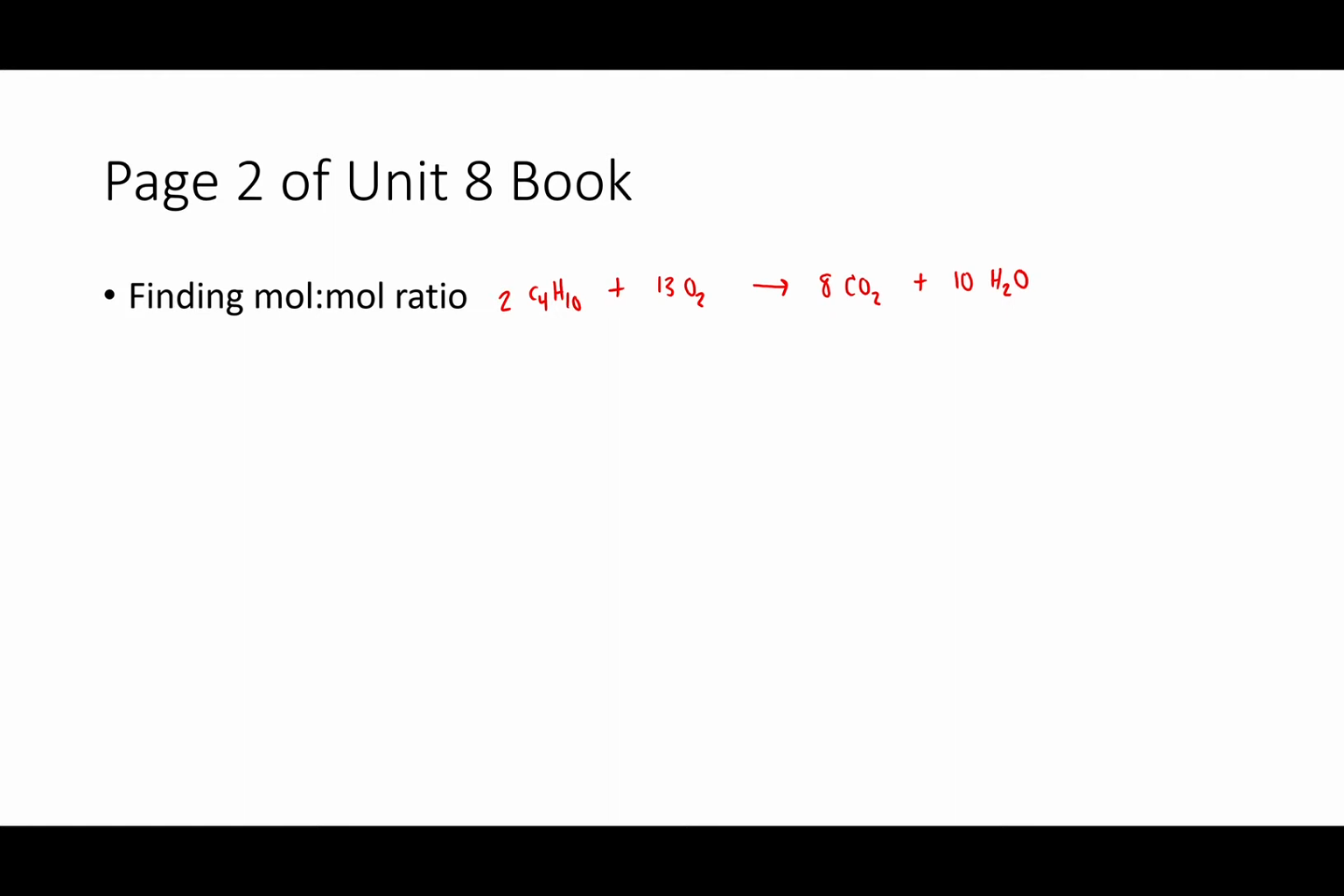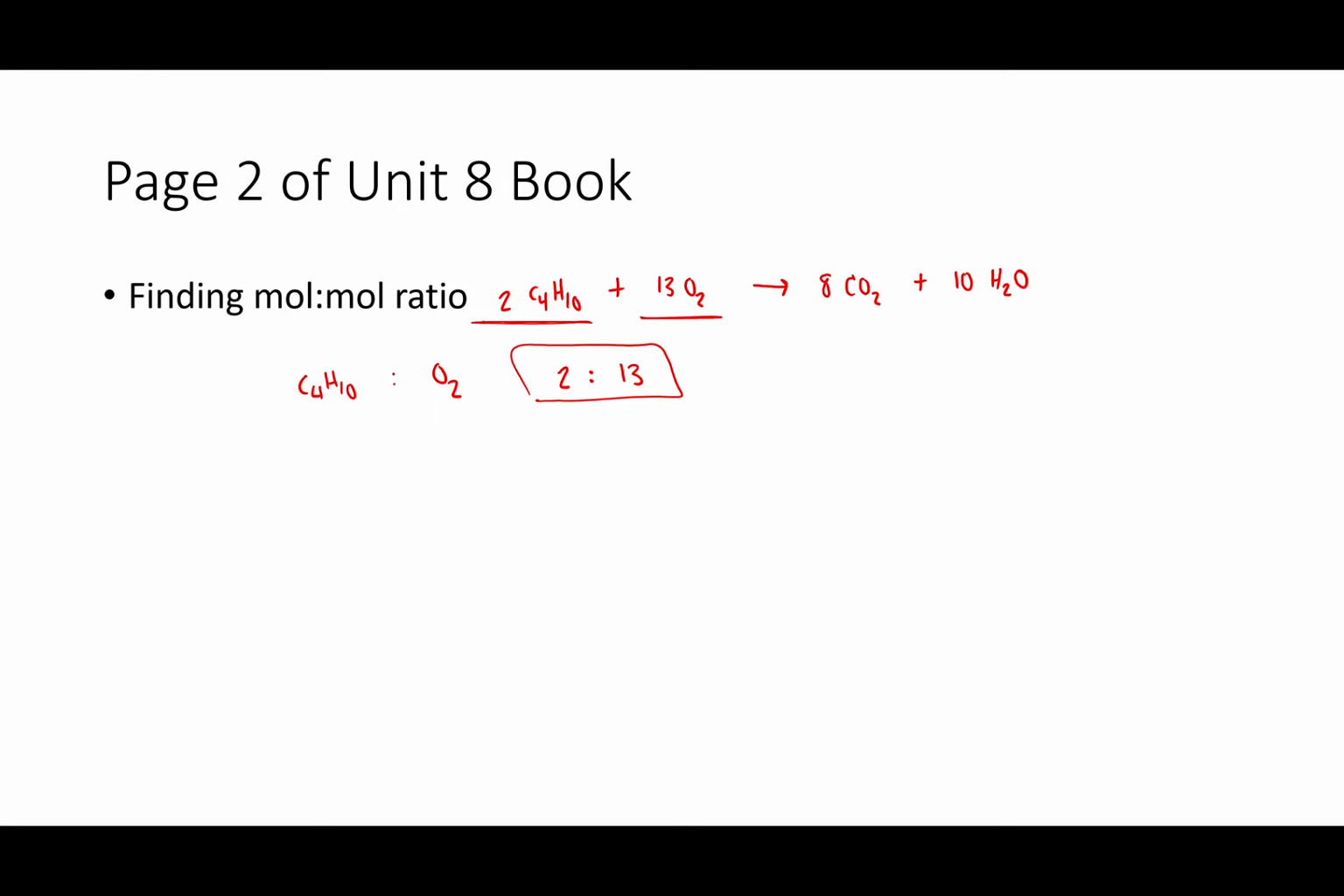Now let's practice our new piece of knowledge. So I'm going to look at C4H10 to O2. Okay, so in order to find my molar ratio, I'm just going to look at my equation. So in front of butane, I see a 2. So there's the first part. In front of oxygen gas, I have a 13. And so my molar ratio is 2 to 13.